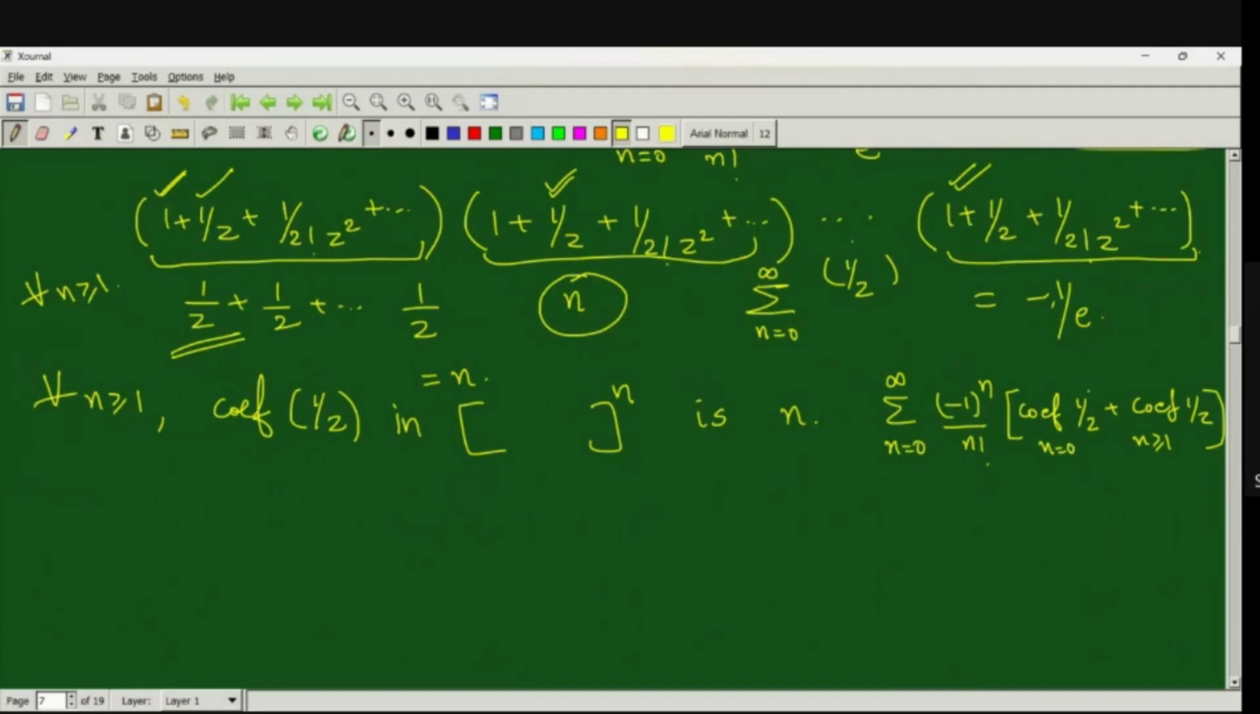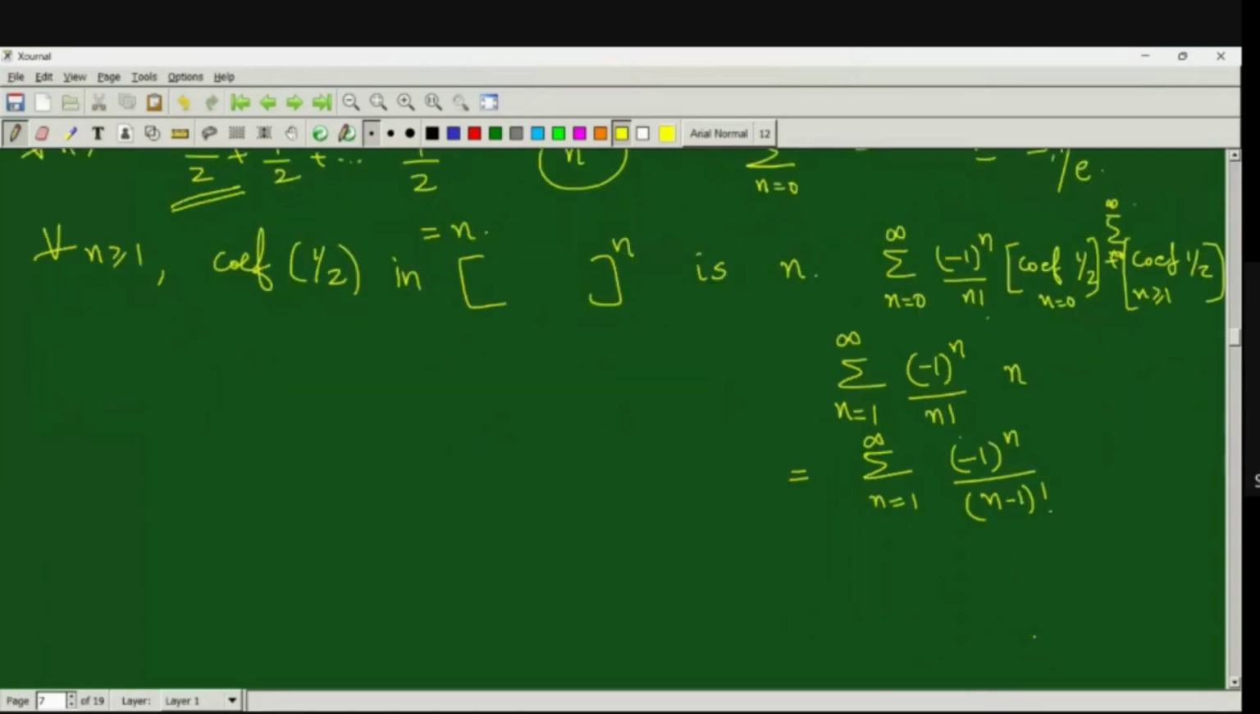Sorry, this summation is not like this. This summation is for each thing. Okay. Yeah, for bracket it is true. And what is the coefficient of this thing? That is 0. So it only starts with n equal to 1. This is actually the sum from n equal to 1 to infinity of minus 1 power n by n factorial, and the coefficient of 1 by z is n. That is the sum from n equal to 1 to infinity of minus 1 power n by n minus 1 factorial.